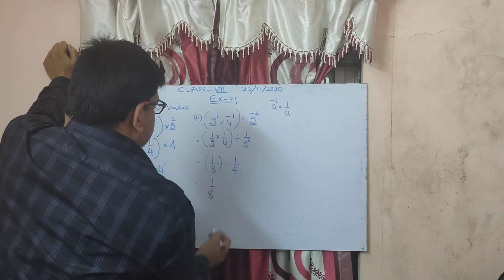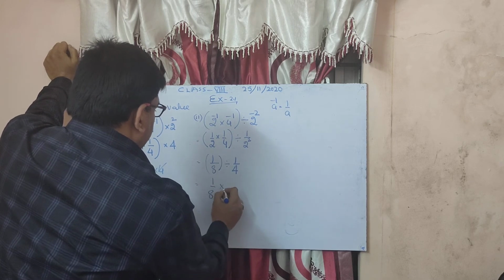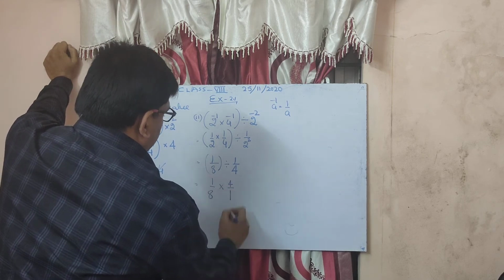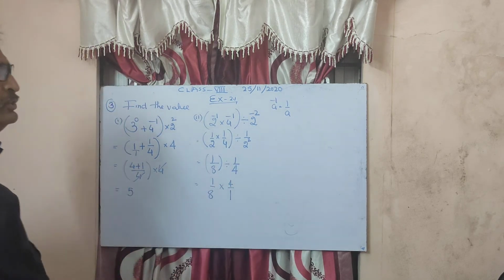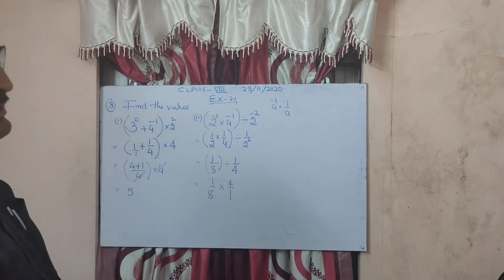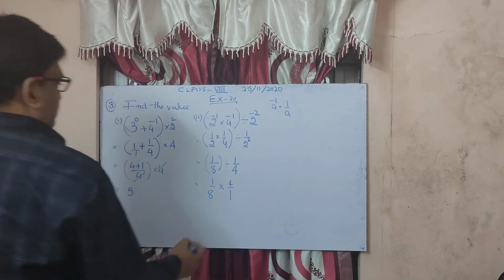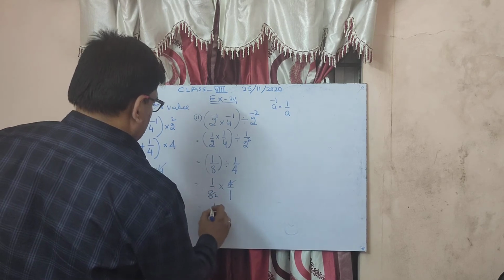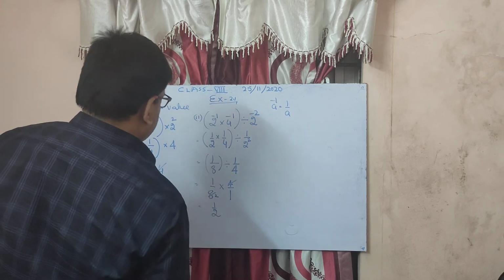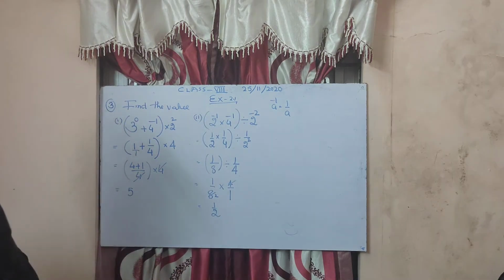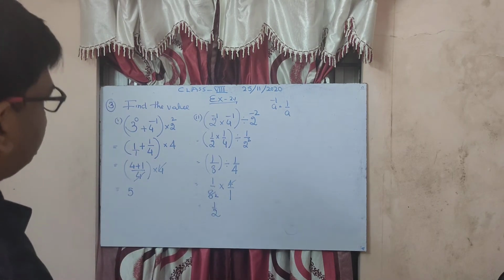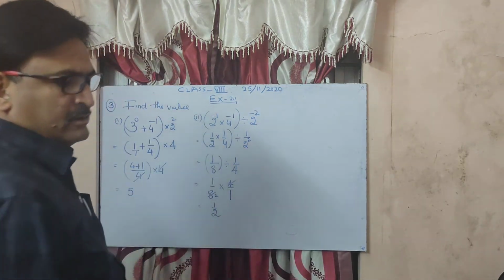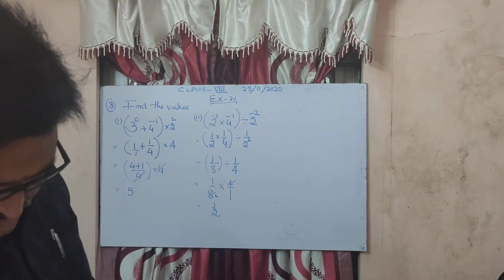If you want to change this division into multiplication, what happens? Reverse happens. 4 upon 1. The numerator becomes denominator and the denominator becomes numerator. 4 ones are 4, 4 twos are 8. So 1 upon 2 is the answer. Now we'll do the third one, third example.